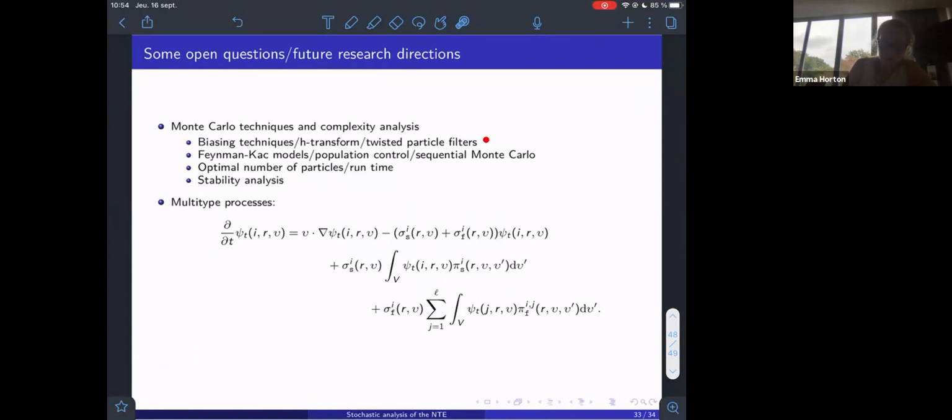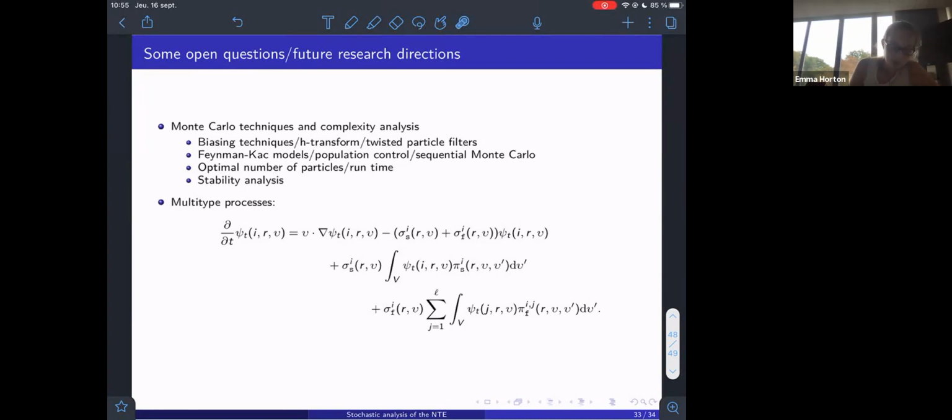Are there some other biasing techniques that we can use that aren't necessarily based on phi, but some other function that maybe looks like phi? Can we use some properties that we know about phi to build some other functions? Can we use sequential Monte Carlo, so population control methods, to try to simulate this system? And then also to look at complexity analysis and stability analysis of this system as well.